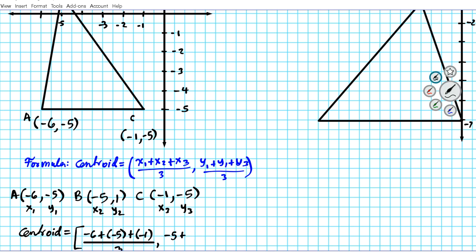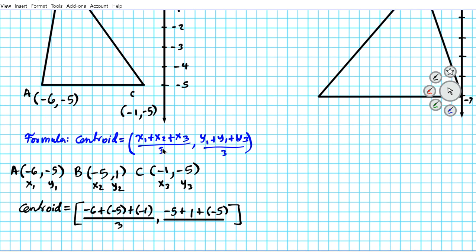So y1 plus y2 is 1, plus y2 plus y3 negative 5. Okay, so that will give us the y coordinates of our centroid. So now what we're going to do is use the order of operations to determine what our coordinate values are.